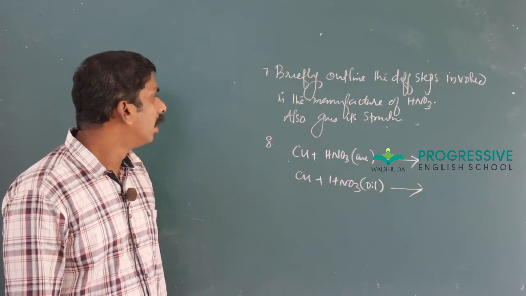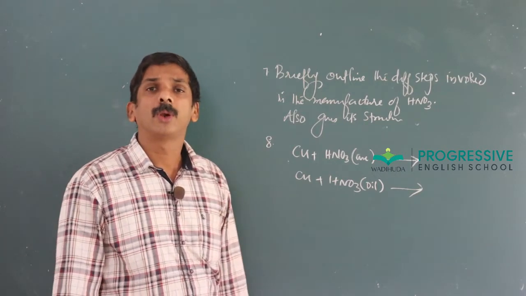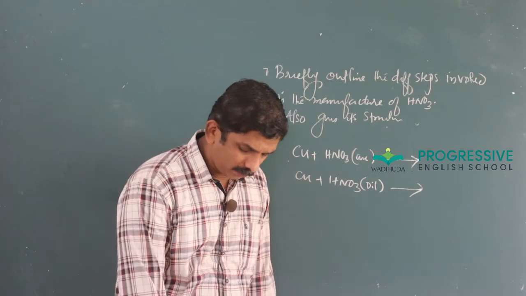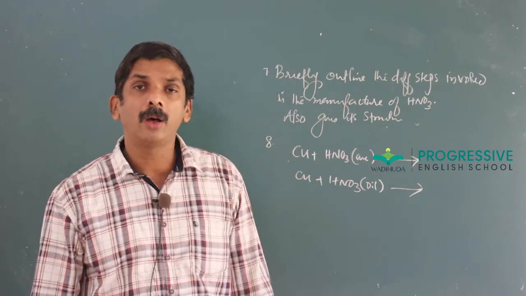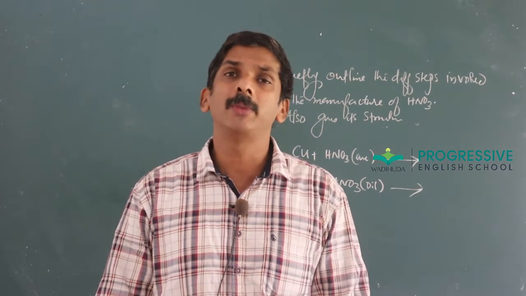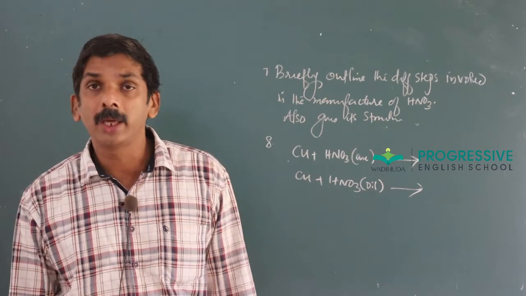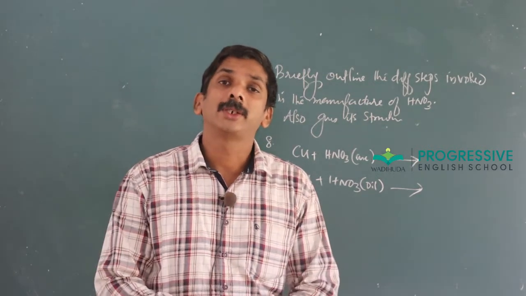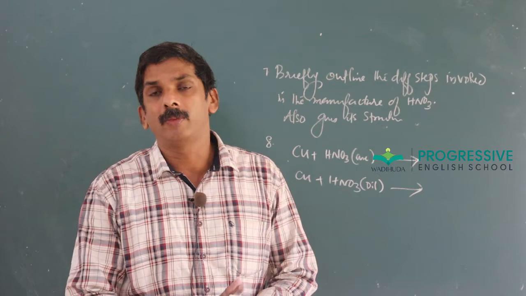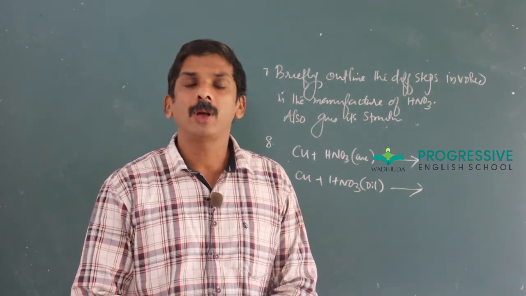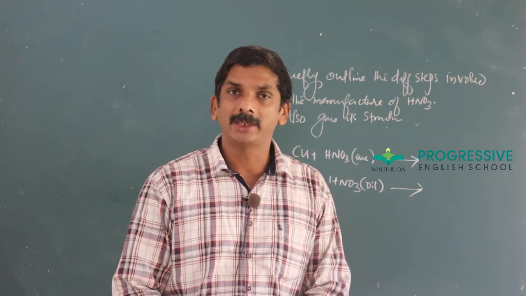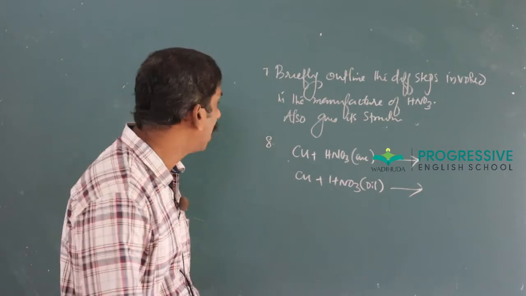Then write a chemical equation to reveal the oxidizing action of nitric acid in the case of non-metals. It oxidizes carbon to carbon dioxide, and iodine to iodic acid. HIO3 is iodic acid.